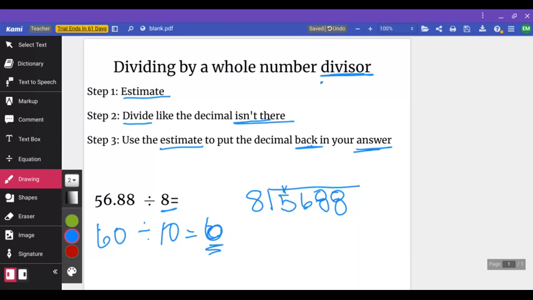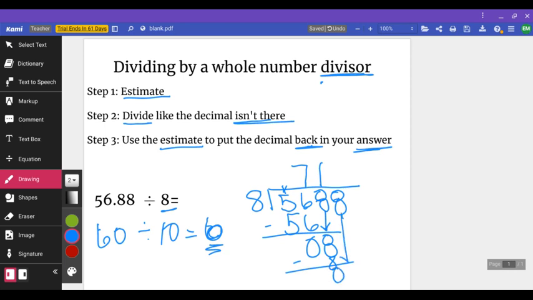Does 8 go into 56? Yes, it does. It goes in 7 times. 8 times 7 is 56, and I'm left with nothing. Now I'm going to bring down my 8, and I'm going to ask myself, okay, how many times does 8 go into 8? 8 goes into 8 one time. 8 times 1 is 8, and if I subtract, I'm left with 0 again.